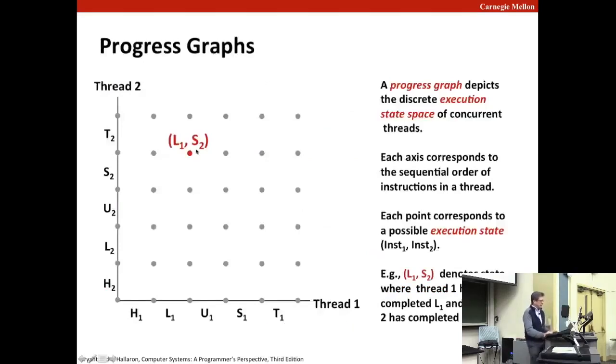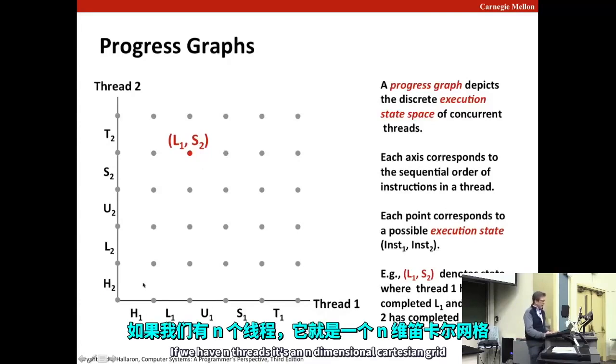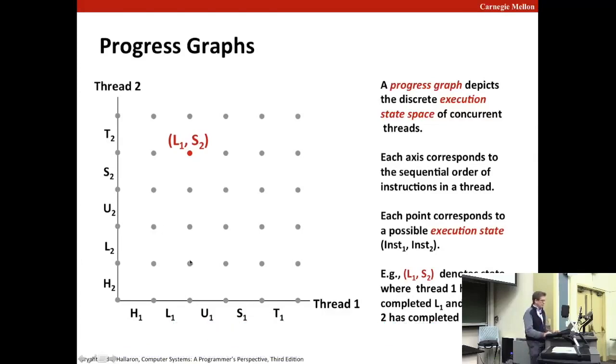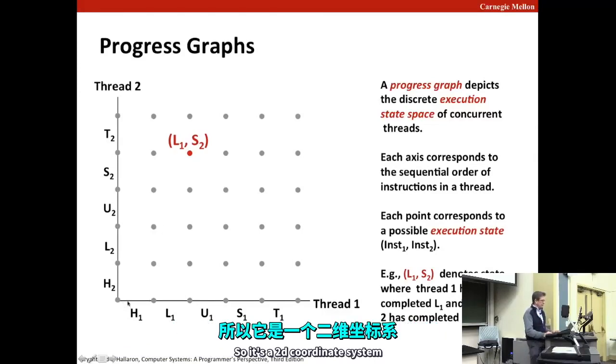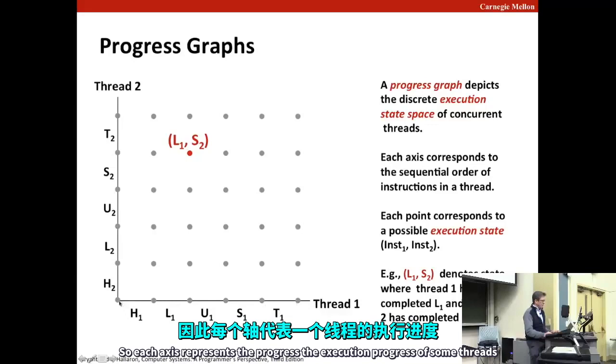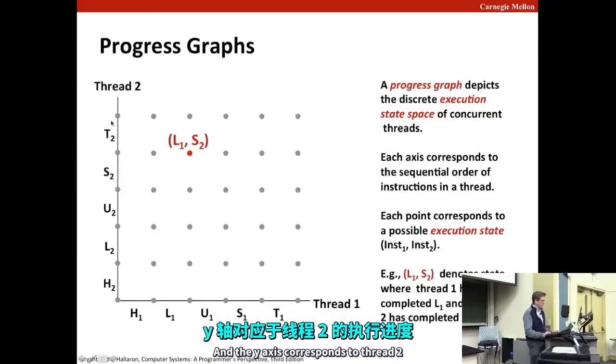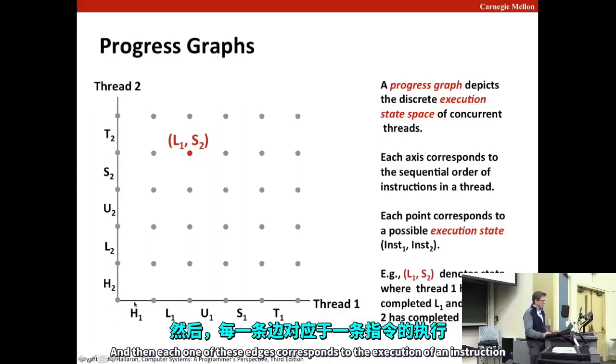So in a progress graph, for n threads, it's an n-dimensional Cartesian grid that characterizes the execution state space of a concurrent threaded program. In this case, we have 2 threads, so it's a 2D coordinate system. Each axis represents the execution progress of some thread. The x-axis here is thread 1, and the y-axis corresponds to thread 2. And each one of these edges corresponds to the execution of an instruction.